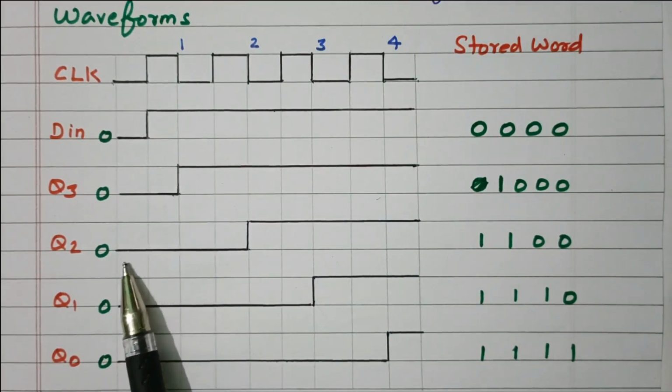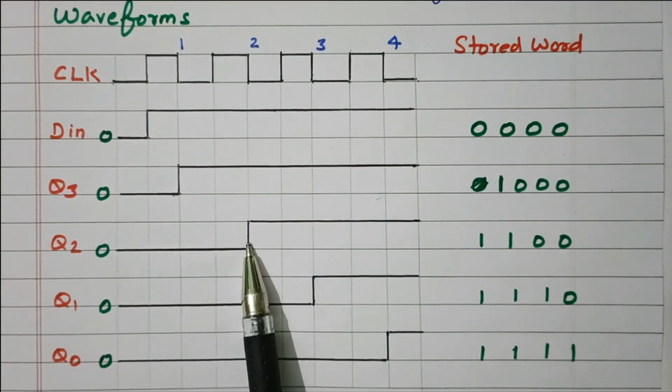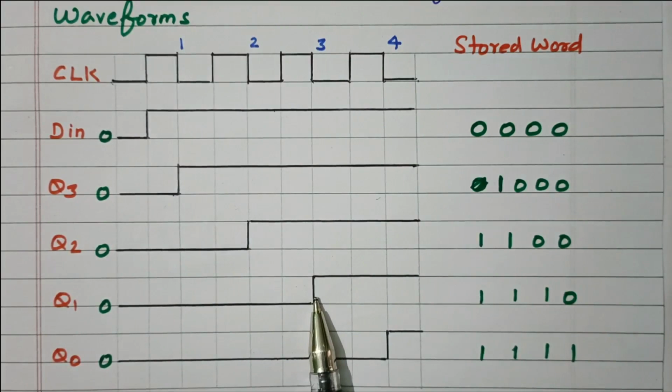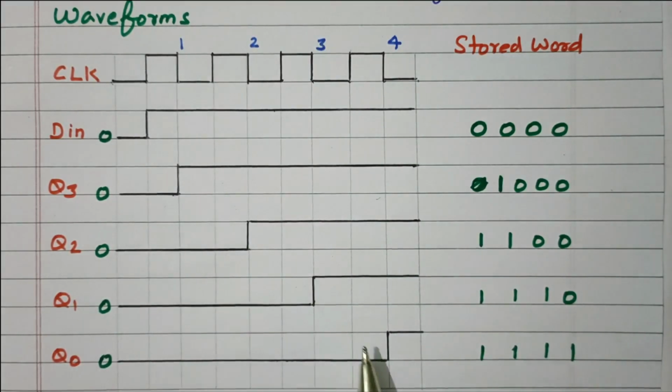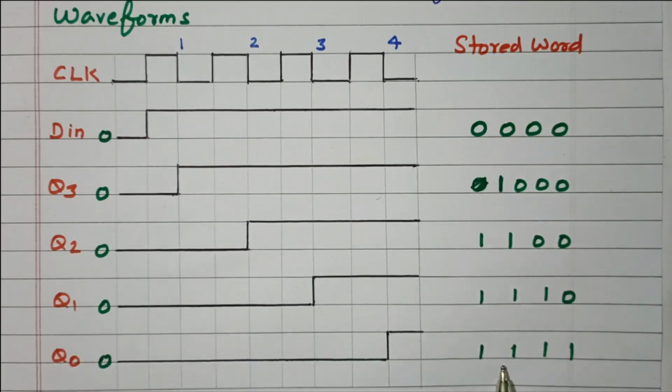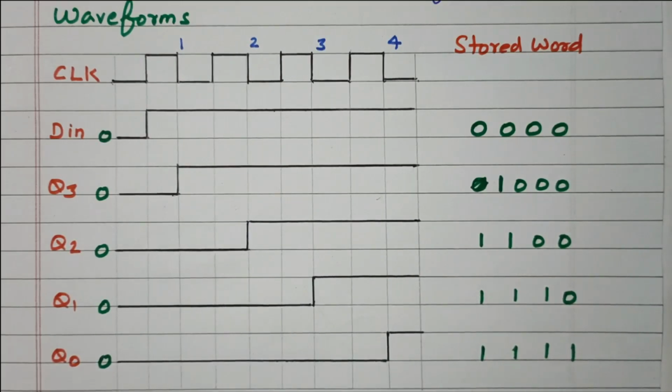So the first 1 is applied to Q3, it becomes high level. After the clock pulse, this Q3 is transferred to Q2. So this also becomes high level. Now this Q2 is transferred to Q1. So Q1 also is high level. Q1 is transferred to Q0. So that also is high level. So the data we need to store is available: 1, 1, 1, 1.